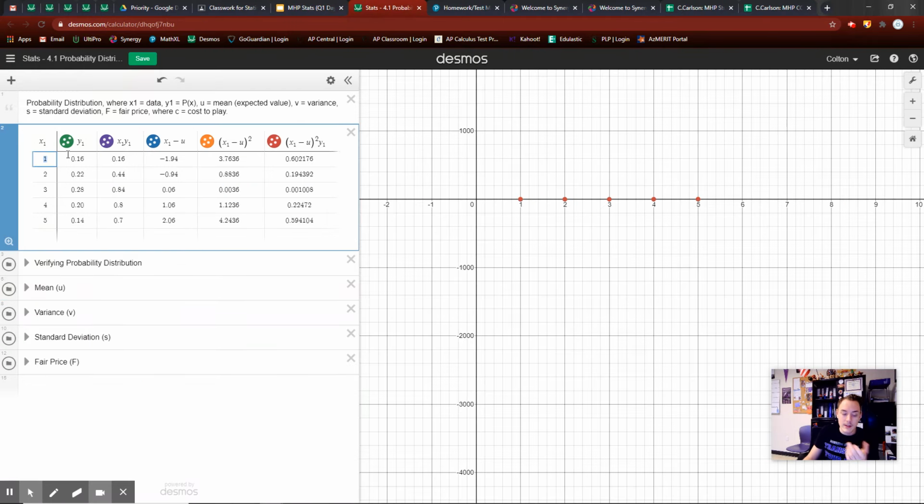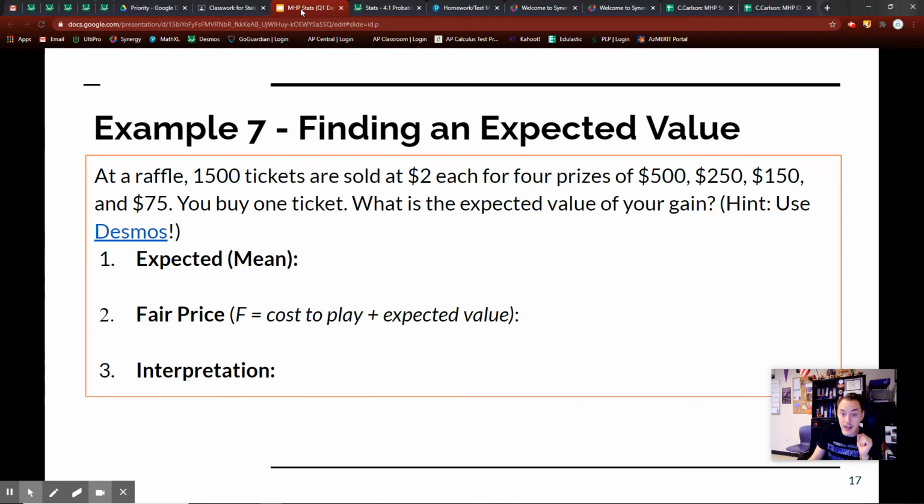Now, here is what I'm going to be writing. So think about this. I have four prizes. I have 500, 250, 150, and then 75. And then I want to know what is my gain. So my gain is going to be my X values. So let's just say I pay $2, and then I actually win the prize of 500, the $500 that we have here.